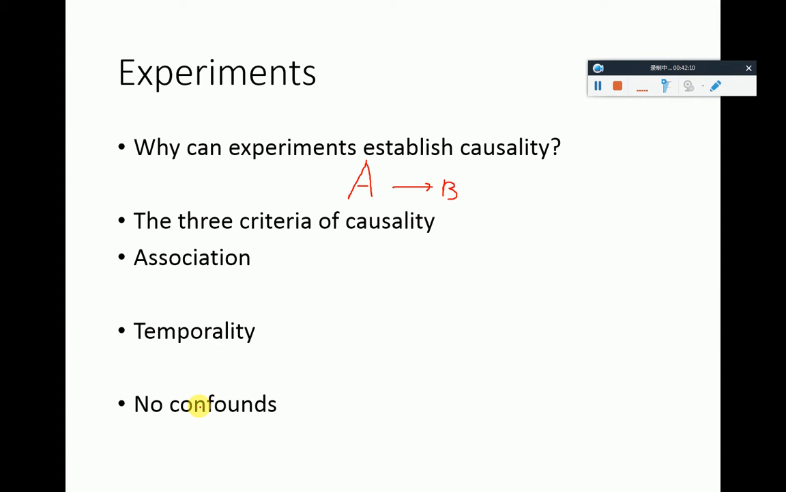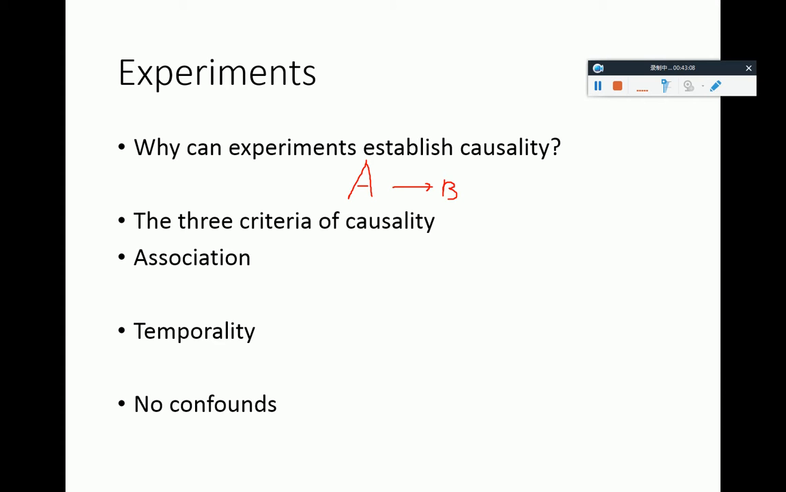The third criterion is there are no alternative explanations. That is, the presence of A must lead to the presence of B, and absence of A will lead to the absence of B. Because if there are other alternative explanations, then even if you take out or remove A, B might still be present because of confounds, right? So by ruling out confounds, we'll be able to confidently claim that it is indeed A causes B. In other words, if these are the three criteria of establishing causality, and if we say that experiments can establish causality, it follows that experiments are able to meet these three criteria.